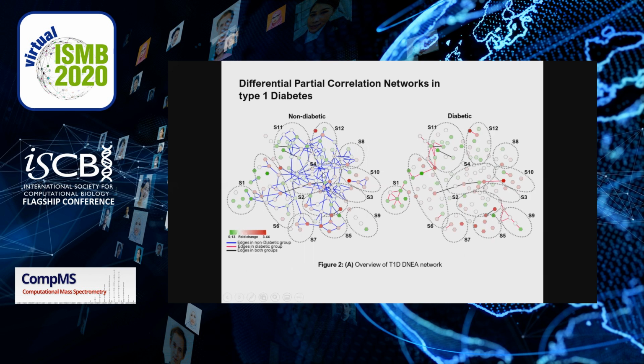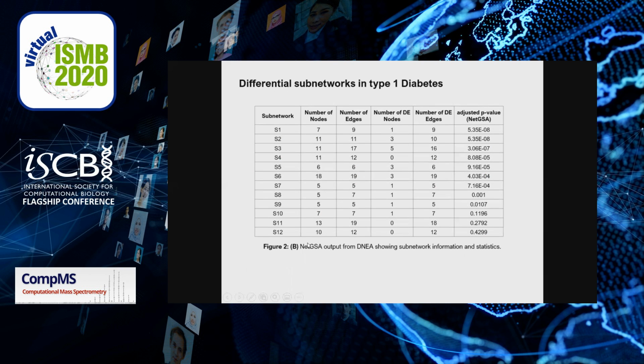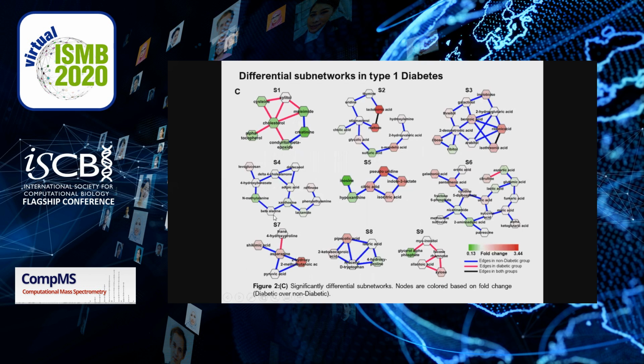Of the 9 significantly enriched subnetworks listed here in figure 2B, S1 was characterized by higher correlations in the diabetic mice and was composed of metabolites associated with oxidative stress and changes in redox potential accompanying diabetes. The levels of most of these metabolites are related to changes in levels of glutathione, a potent antioxidant that was not measured in this study. Notably, these metabolites are not significantly differential and would otherwise not be prioritized by traditional analysis pipelines.